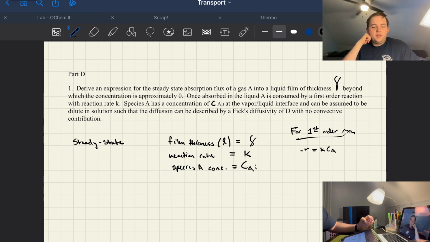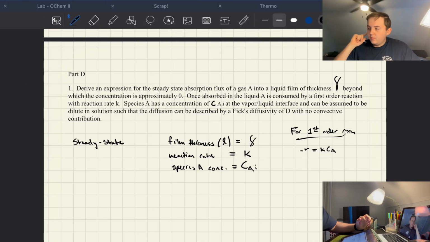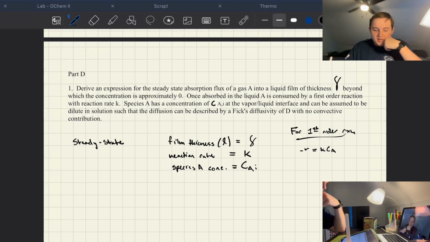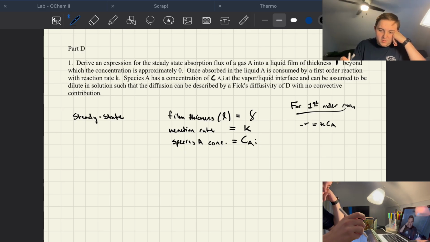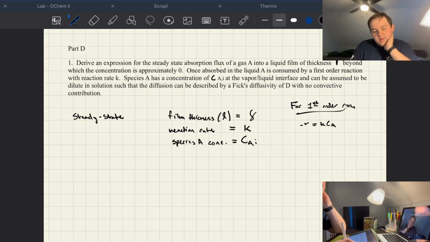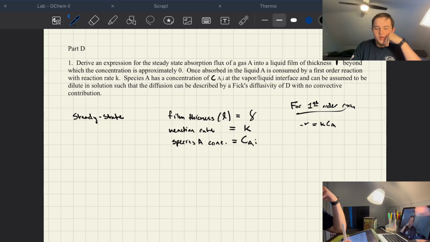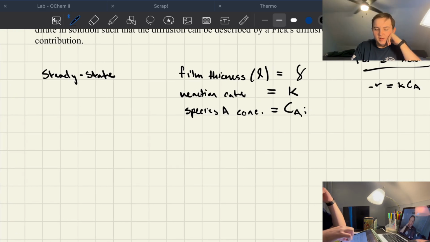So I just wrote a couple things down. At steady state, our liquid film thickness is equal to, I don't really even know what this is, gamma maybe, that variable. Reaction rate is equal to K, and our species A concentration is equal to C_AI. And for a first order reaction, negative R is equal to our reaction rate times our species A concentration, because we will be using that later.